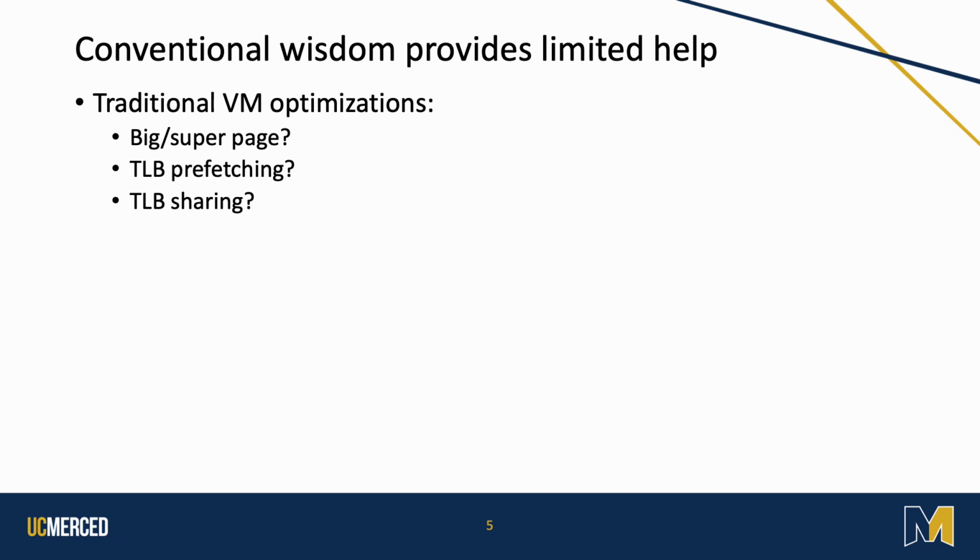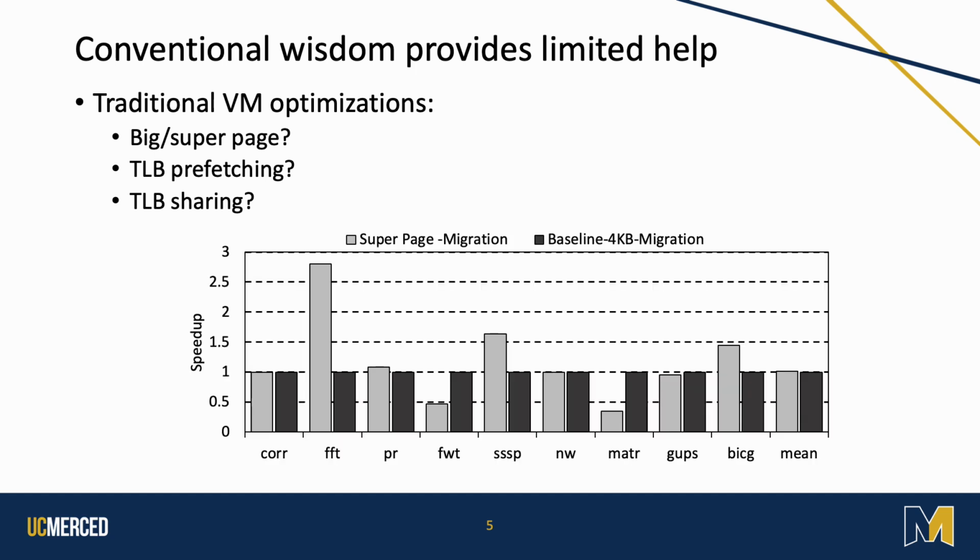Then one may ask, can existing conventional techniques solve the problem? We first evaluate the superpage solution by enabling 2 MB paging. Results show that such coarse grain management will result in actual migration overhead and sometimes harm the performance.